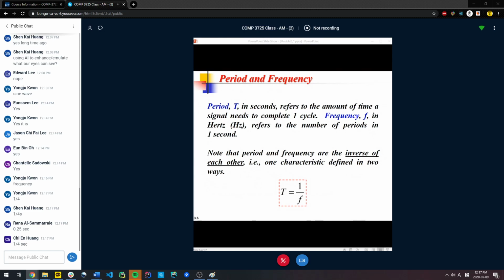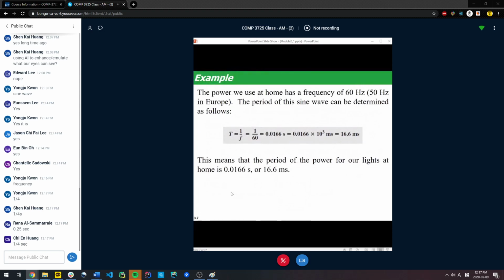To give you an example in the real world, the power that we use has a frequency of 60 hertz. I don't know if you are aware of that. The AC current that comes in does so at 60 hertz. Do you know what this 60 hertz is used for?